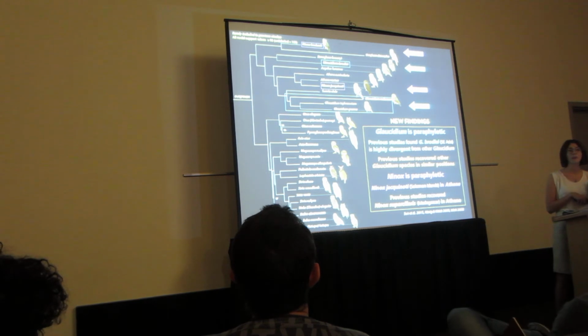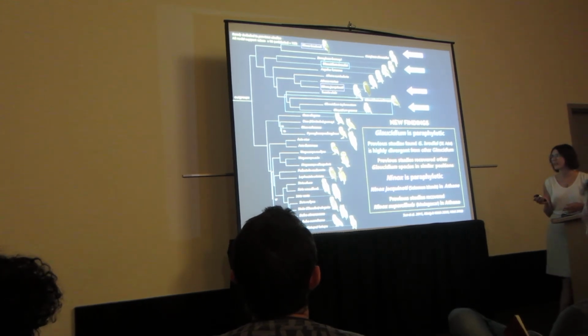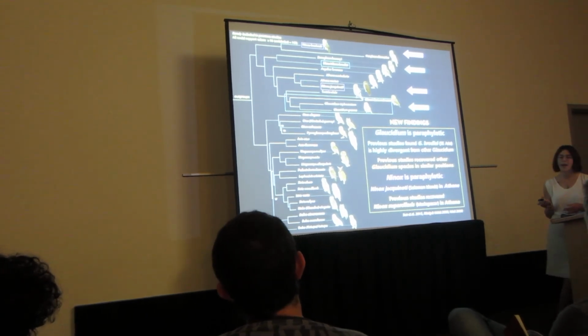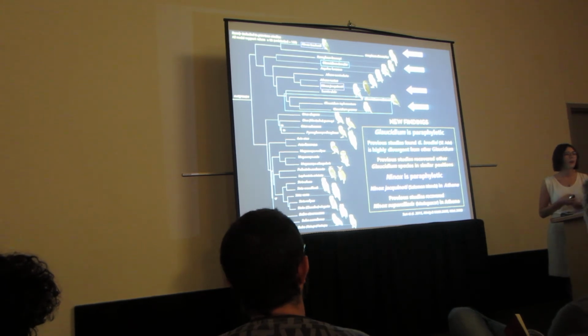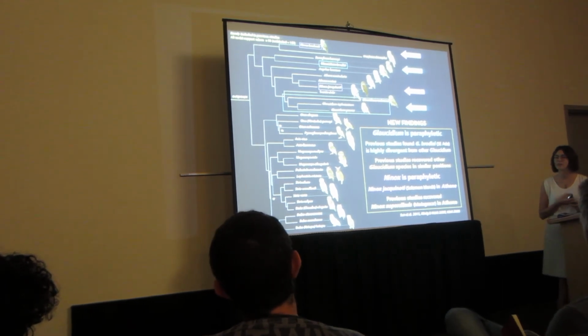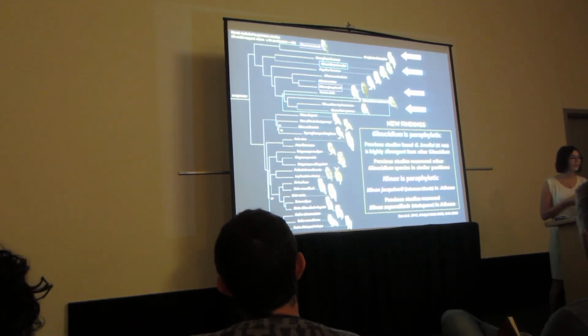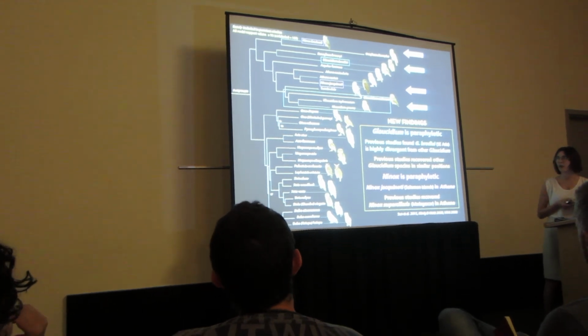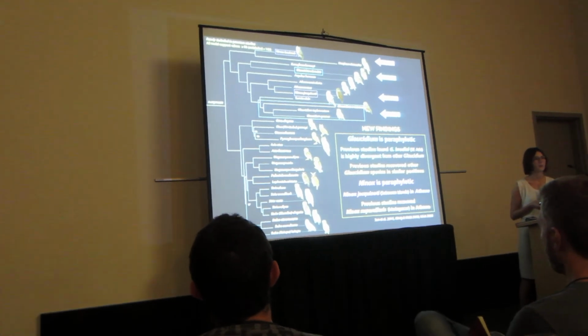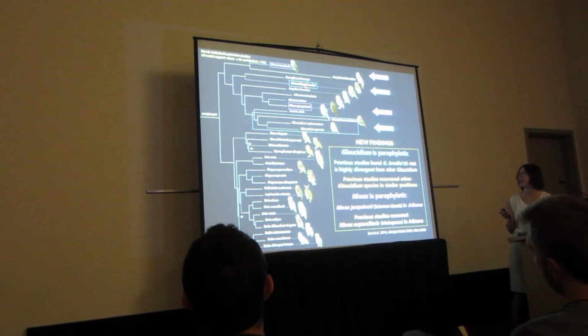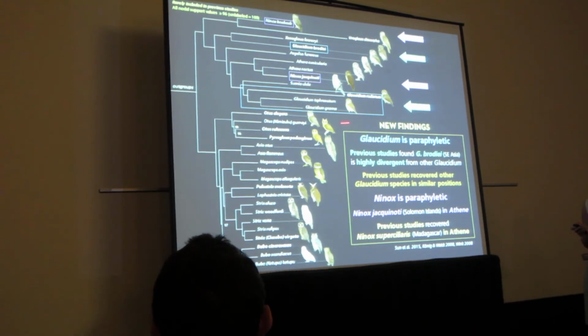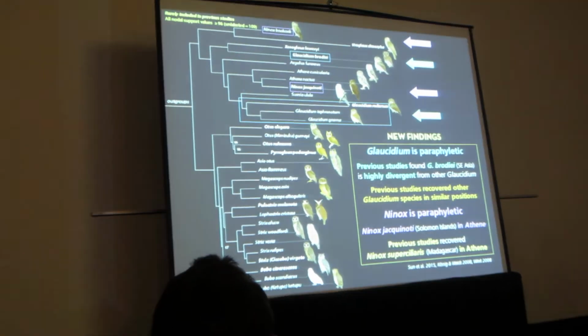However, this is not without precedent, as previous studies of the species Glaucidium brodiei found that it is highly divergent from other members of the genus according to mitochondrial DNA. And the previous Sanger studies have also found that a number of these Glaucidium species are resolved in a position outside of this other main clade of owls with the rest of these Glaucidium species.